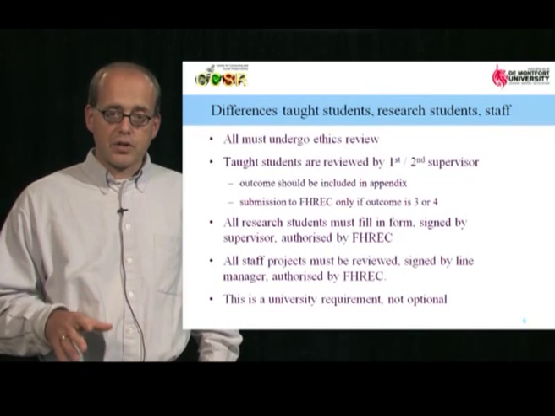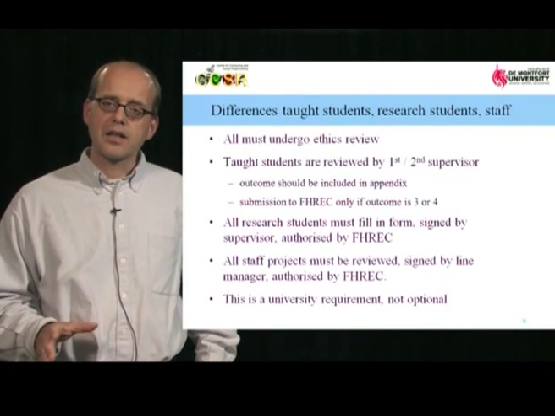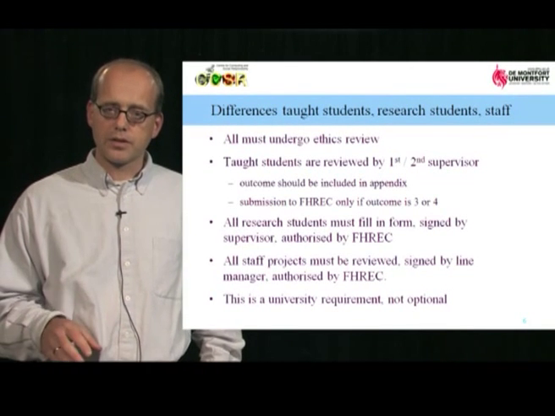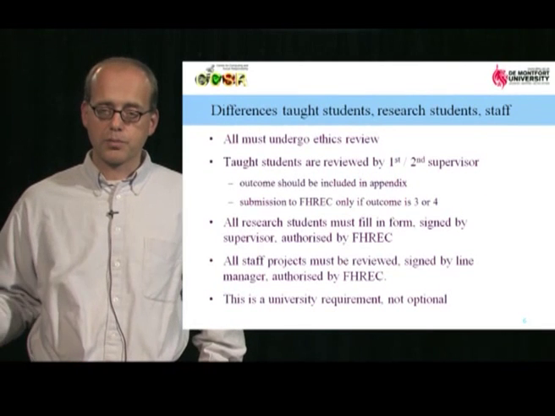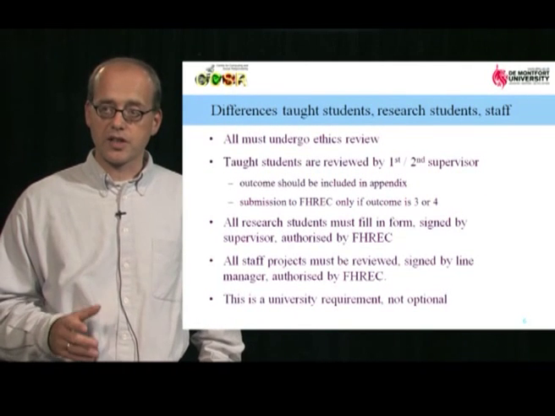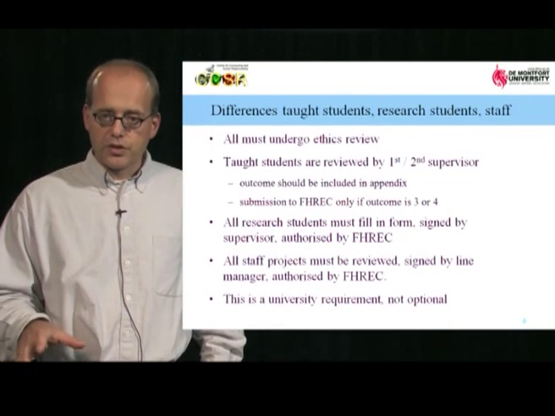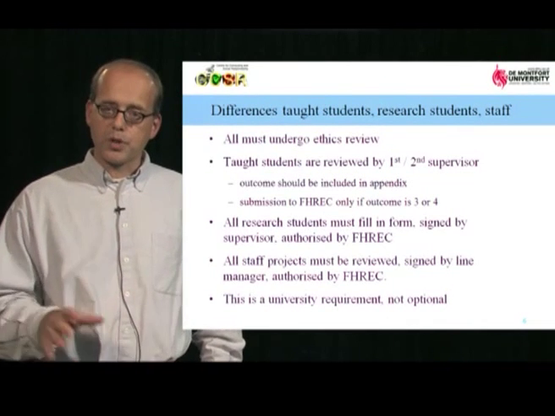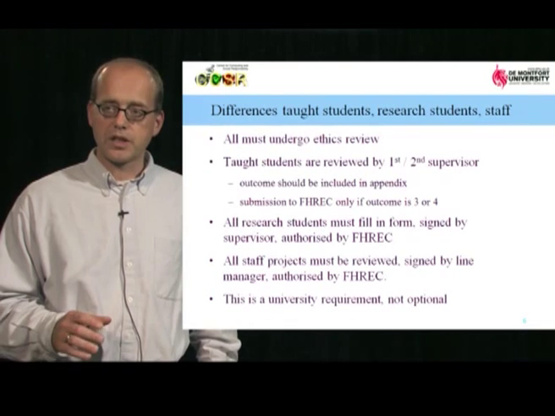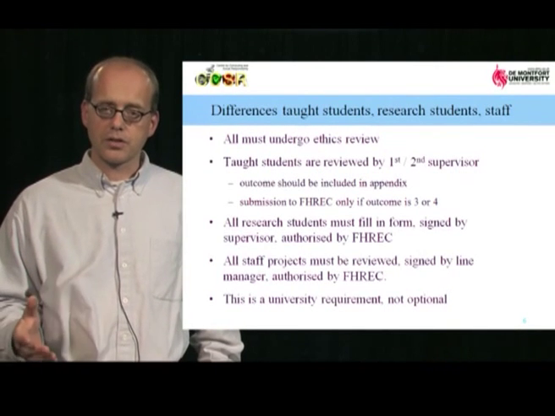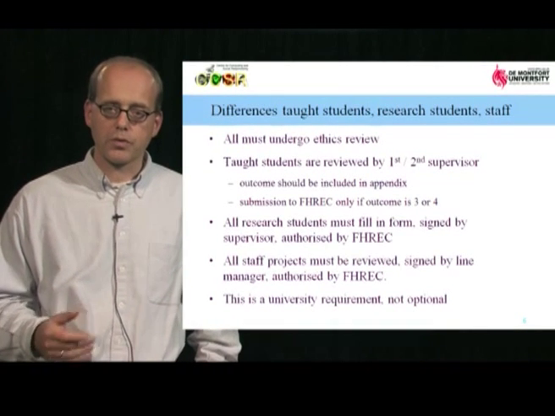If it's a number 3 or number 4, then the whole application and all supplementing documentation has to be submitted to the Faculty Human Research Ethics Committee. For all PhD students, for research students, as well as members of staff, all projects go to the Faculty Human Research Ethics Committee, where the decision is going to be made whether it's 1 or 2 or 3 or 4.